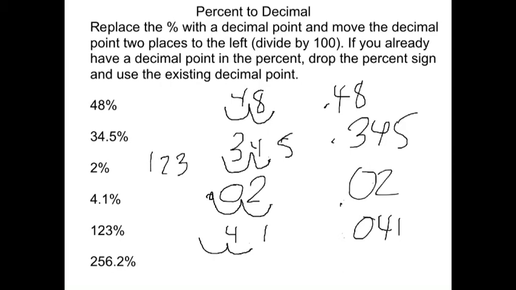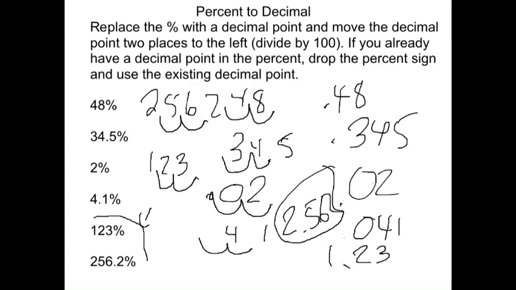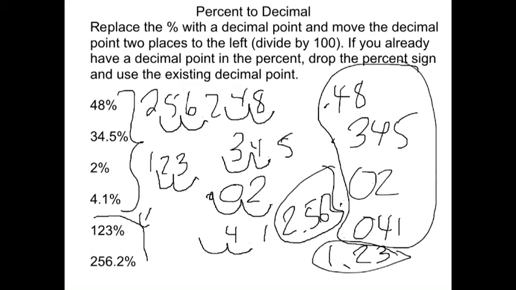1.23%. Drop the percent sign. Move it 2 places. 1.23. 256.2%. There's already a decimal point in the percent. I use it. I move it 2 places. And I get 2.562. It's a long decimal, but it's okay. So again, if I have greater than 100%, my number, 2.562, and 1.23 is going to be greater than 1. If I have less than 100%, my numbers are going to be less than 1.